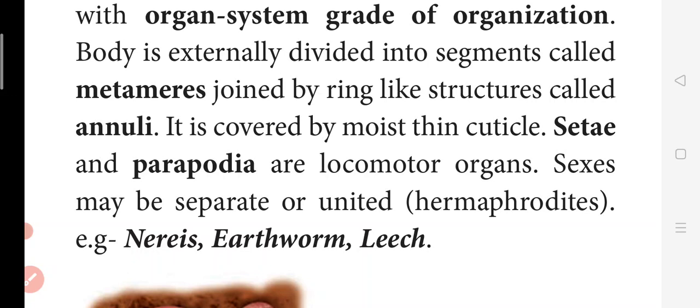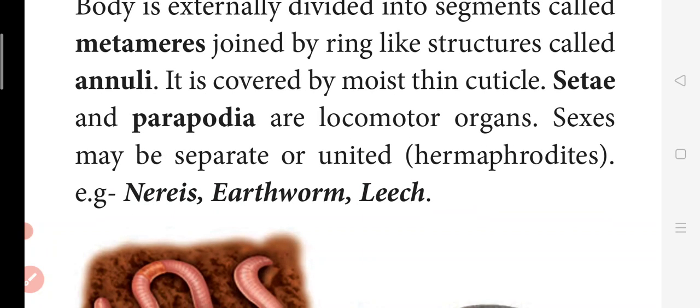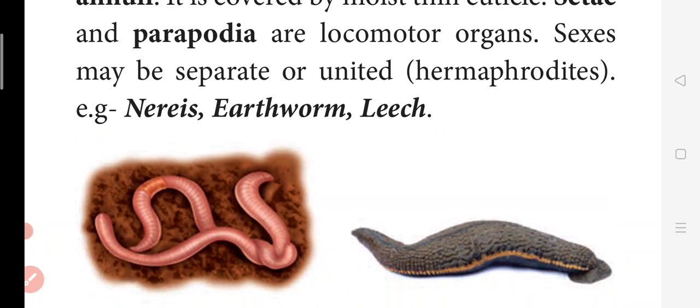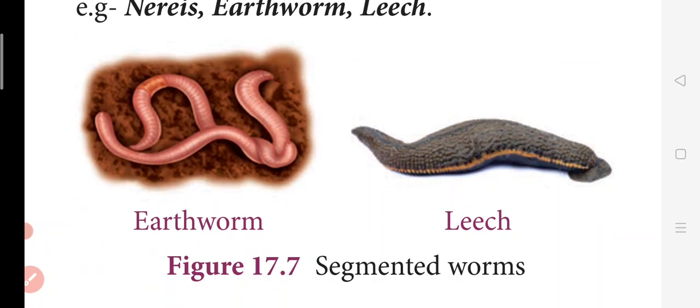With the help of that they will move. Sexes may be separate or united, sometimes male and female are there. And also hermaphrodite means both male and female reproductive organs are present in the same animal itself. Examples: Nereis, earthworm and leech. If you can see here, the earthworm is segmented.